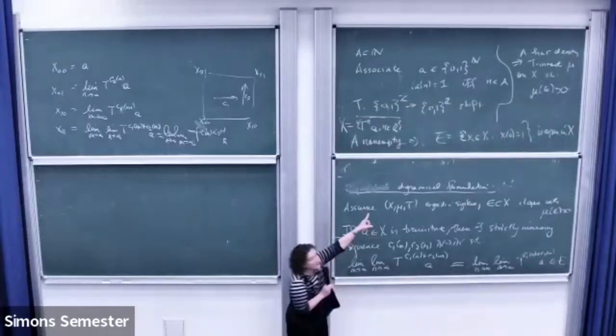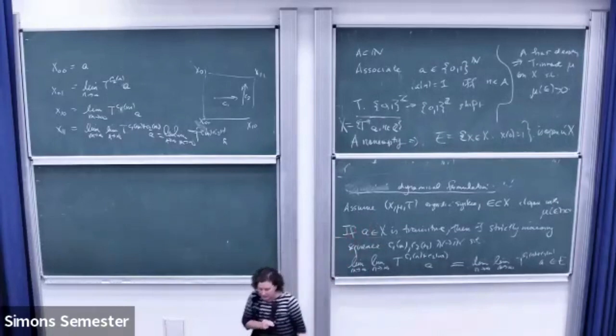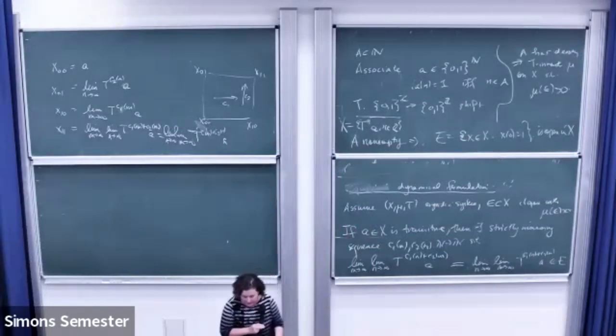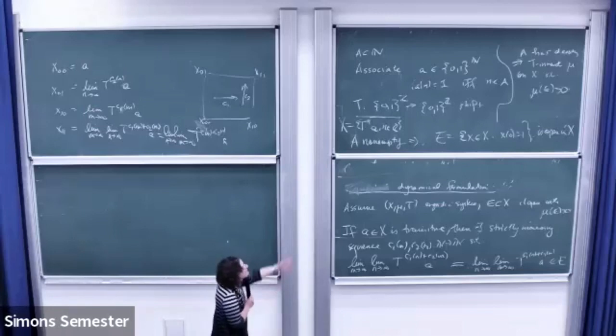E is exactly the set of X such that X zero is equal to one, which is the same as T to the n of a is in E, right? So A is equal to the return times of the set E. And then there is an ergodic T-invariant Borel probability measure on this. And this point A that we started with is generic for this measure. Okay, so what do I mean by that?